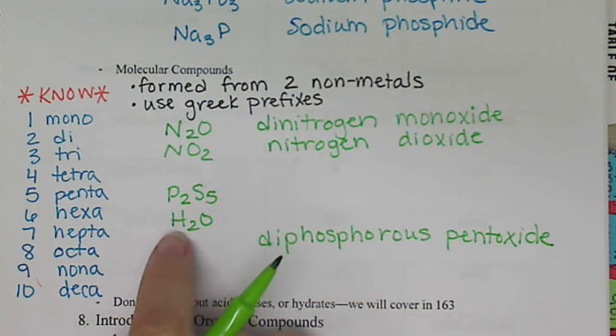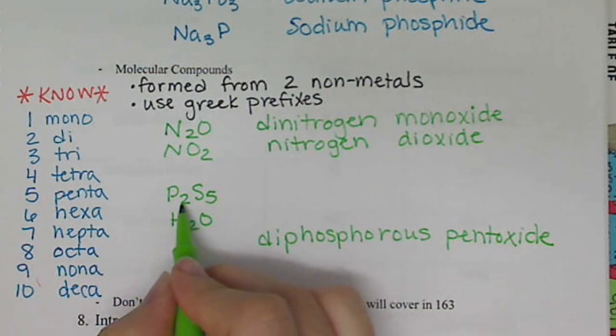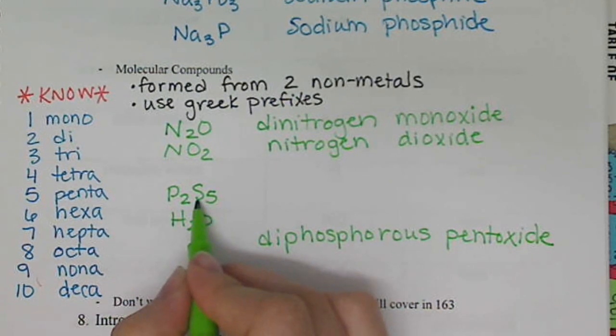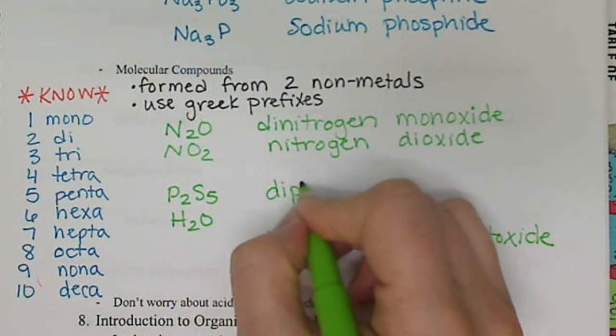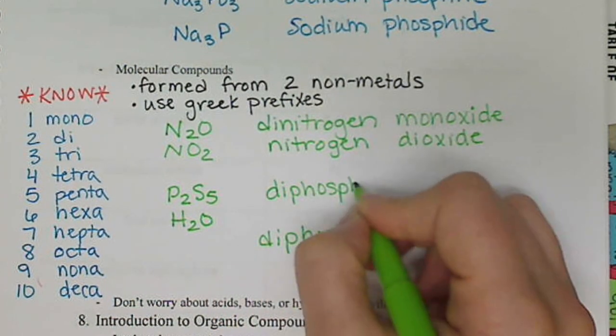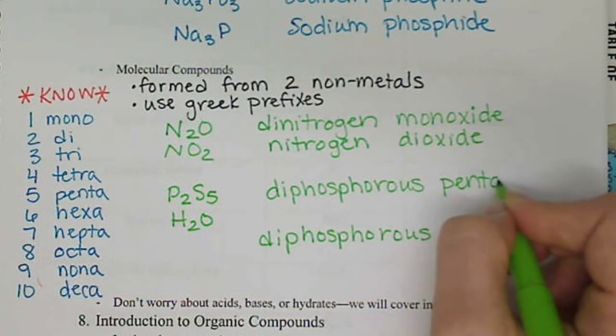Try P2S5, H2O, diphosphorus pentoxide. Go ahead and pause the video and I'll have the explanation next. So we have 2 phosphorus and 5 sulfur, so we have di and penta. So we have diphosphorus pentasulfide.